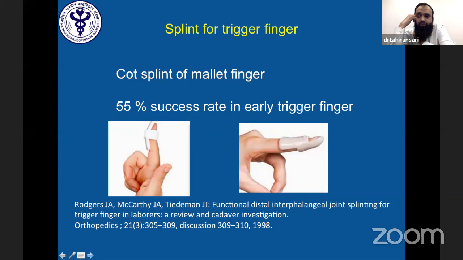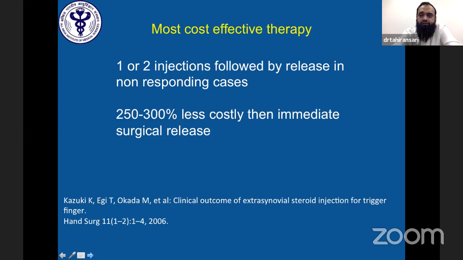And if we see what is the most cost-effective therapy, the most cost-effective therapy is 1 or 2 injections followed by release in non-responding cases. So we should always try to go in a graded way. It is 25% to 30% less costly than immediate release. So this is what we should always try.